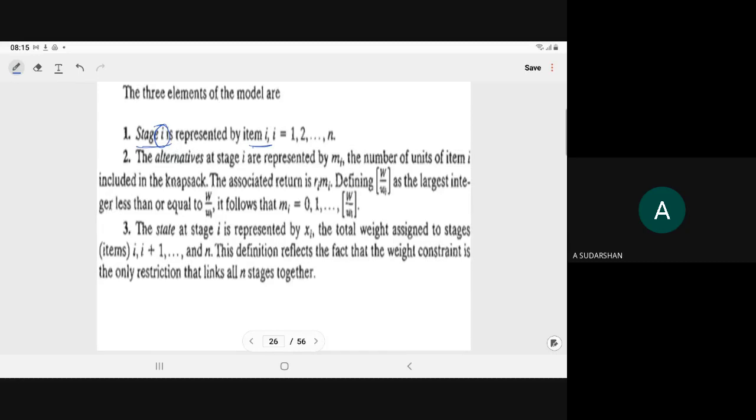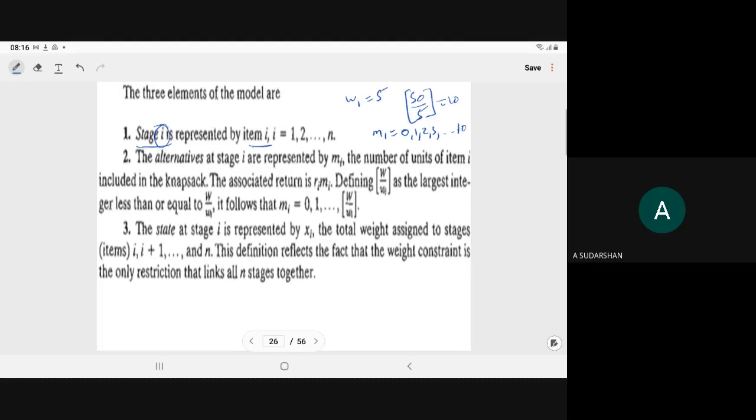Now, what are the alternatives? Assume that the total weight available is 50 kg, and the unit weight W1 is 5 kg. How many items can you accommodate? It will be the greatest integer of 50 upon 5, which is 10. So you can accommodate either 0 items, 1 item, 2 items, 3 items, or a maximum of 10 items. You cannot accommodate more than 10 items.